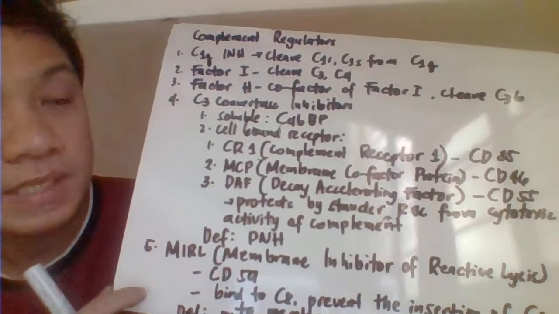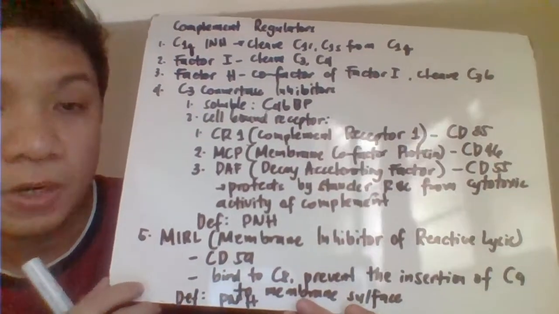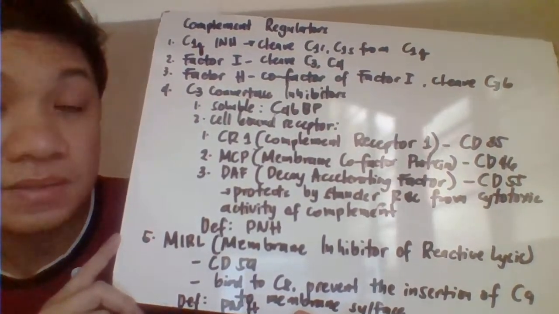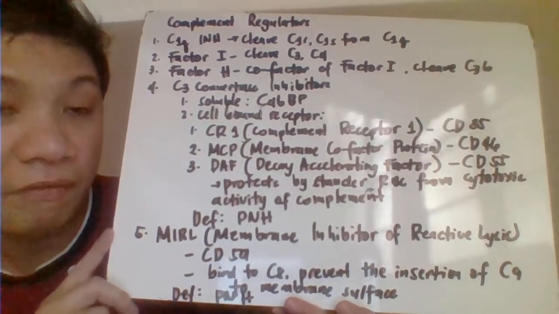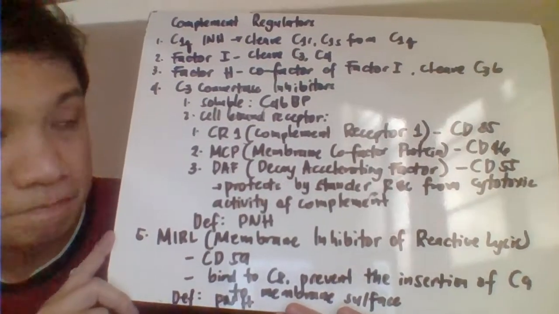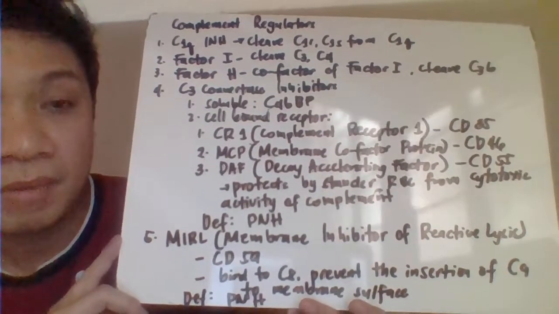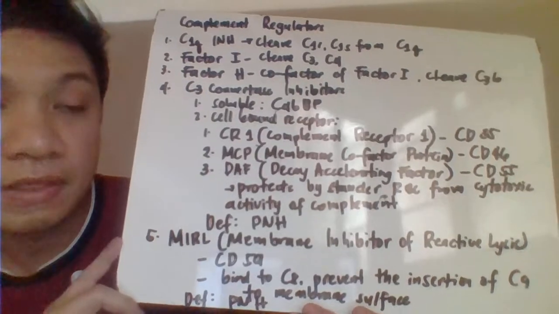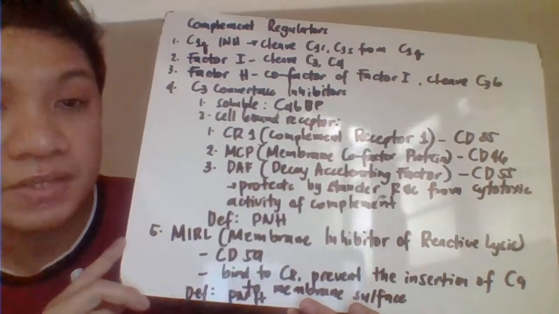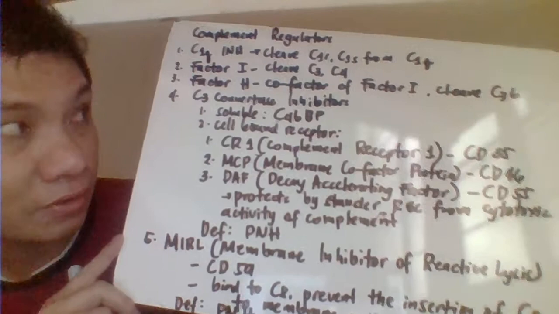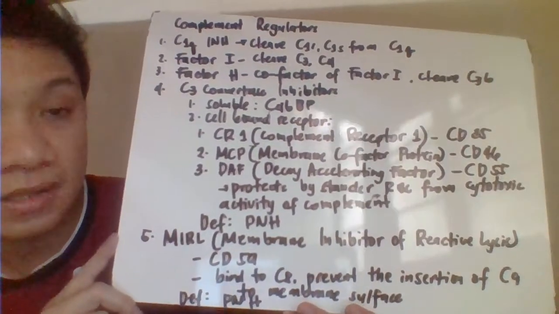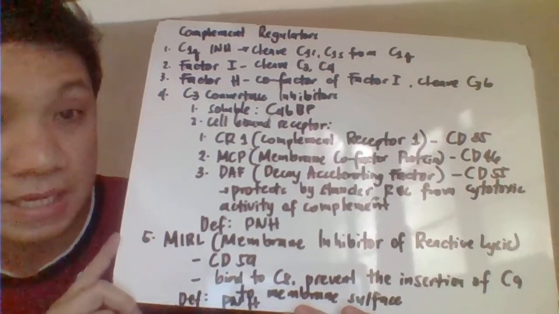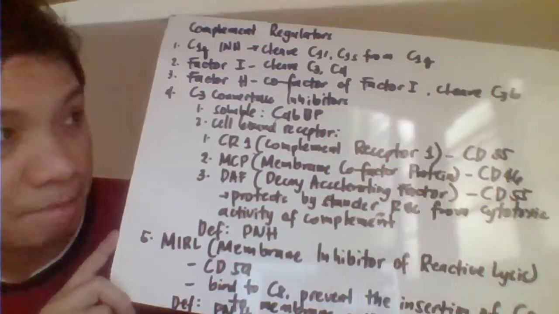Okay, the first one, we have your C1Q inhibitor. This is the inhibitor that inhibits the binding of your C1R and C1S with your C1Q to prevent the formation of your C1 complex. We also have the factor I, which primarily cleaves your C3b, your C3, and your C4, and therefore prevents the activation of the next complement factor. The factor H is your cofactor for the factor I, especially for cleaving or hydrolyzing your C3 and C3b.